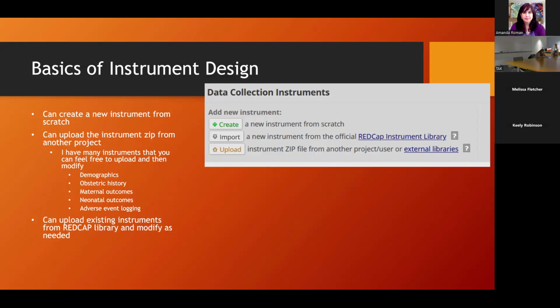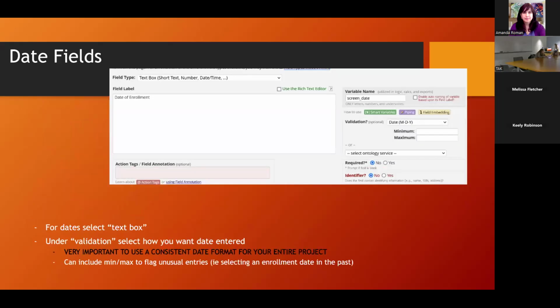But again, just to know that those tools are out there so that you're not recreating individual variables all on your own. So when you're creating a variable, this is what it looks like. You have to say, what is the field type? There are different types of field types. Depending on the field type, you have to pick your variable name, but you can also pick a validation. So if you're doing a date, your field type would be text box, which means it's a free entry. But for validation, you can say what type of date you want it to be entered.